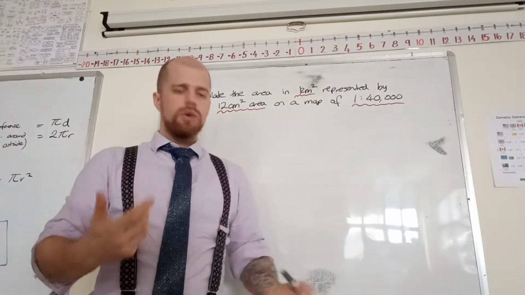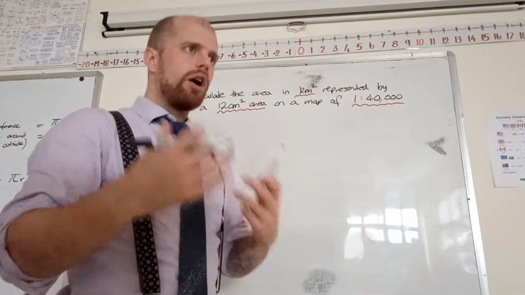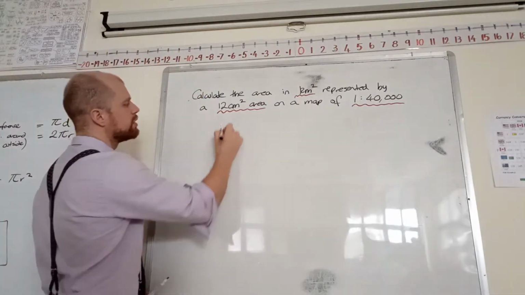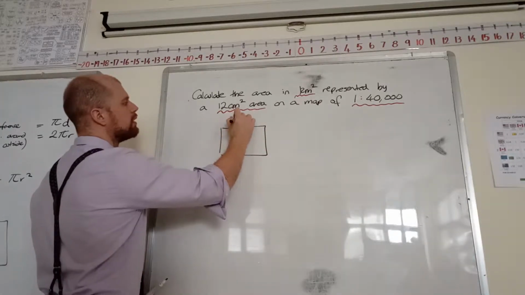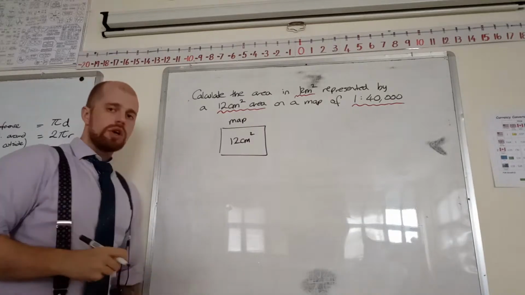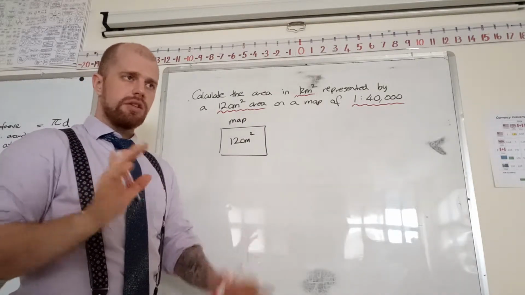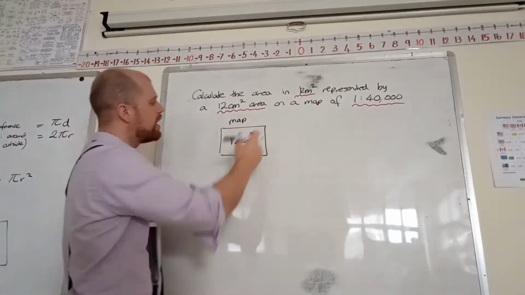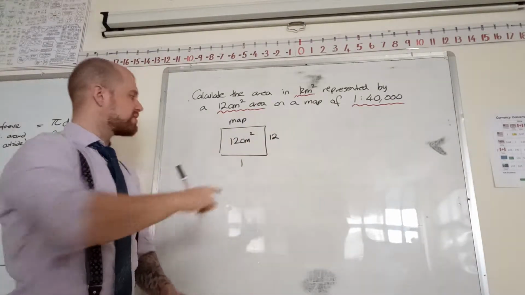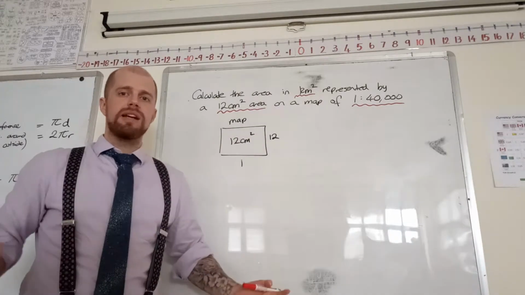You can try and do it all in one go if you want, but that overcomplicates things. The easiest way to do it is to draw your map, and that has 12 centimeters squared. So, for example, it doesn't matter the units you choose. You can choose 3 and 4, 6 and 2. I'm going to do 1 and 12, and it is always best just to do 1 and 12. It just makes things really simple.